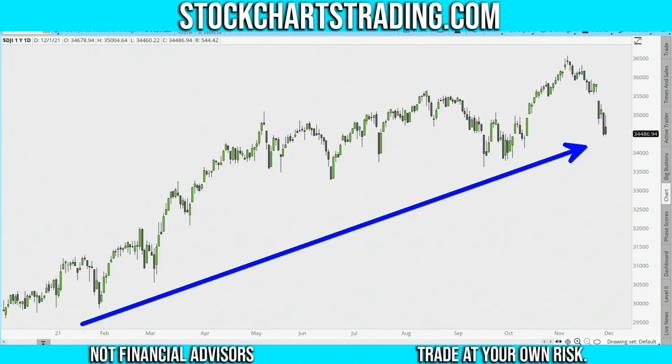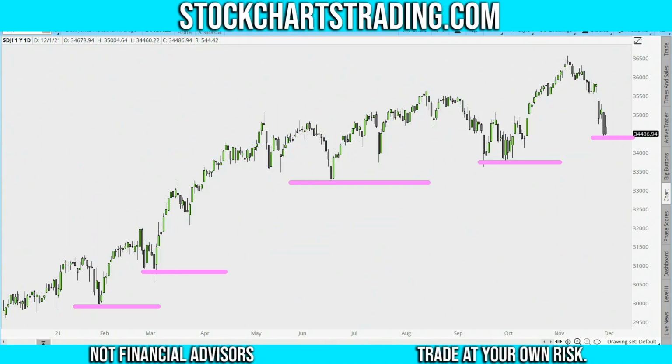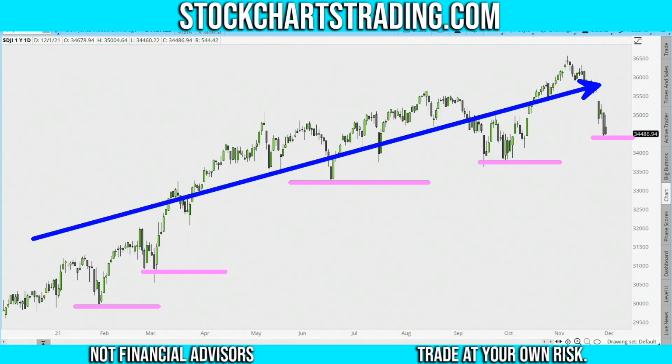Did those little 15-minute candlesticks affect the overall trend? Well, not on the 1-year, 1-day. We are still making higher lows until we break the highest low. We're still in an uptrend.